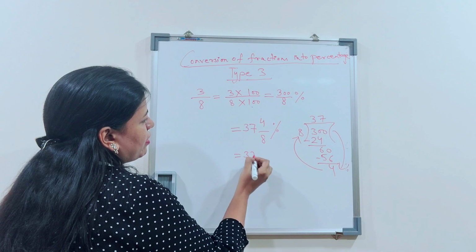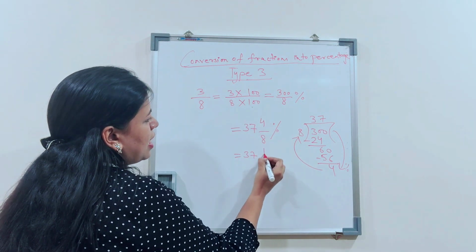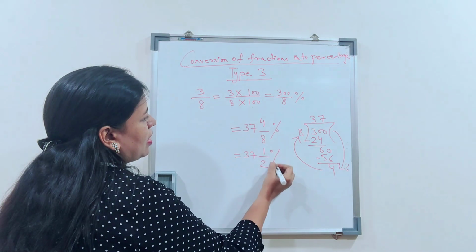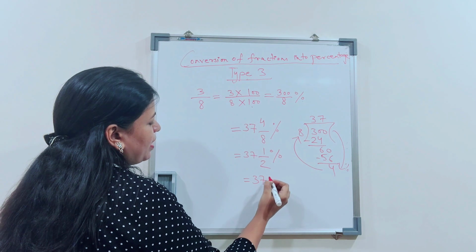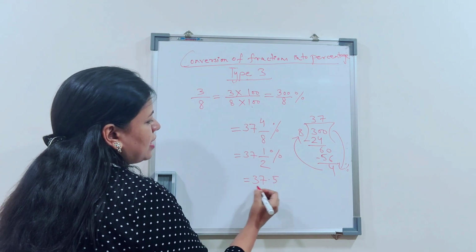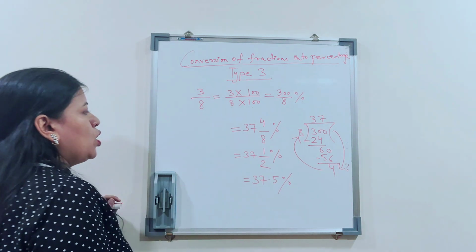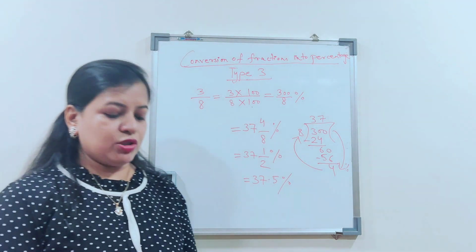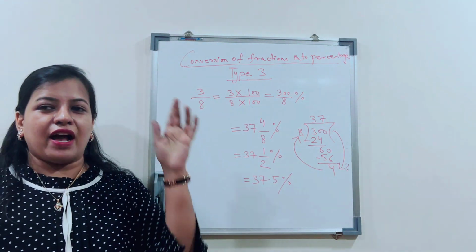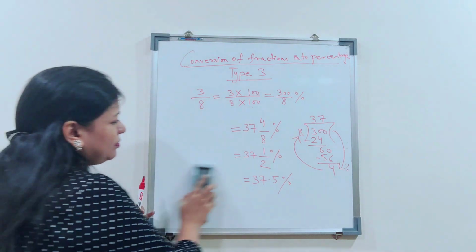Now this 4 by 8 can be reduced further into its lowest terms and it becomes 37 and a half percent. And in decimal form, half means 0.5. So it can also be written as 37.5%. So this is how I told you the 3 types of converting fractions into percentage.